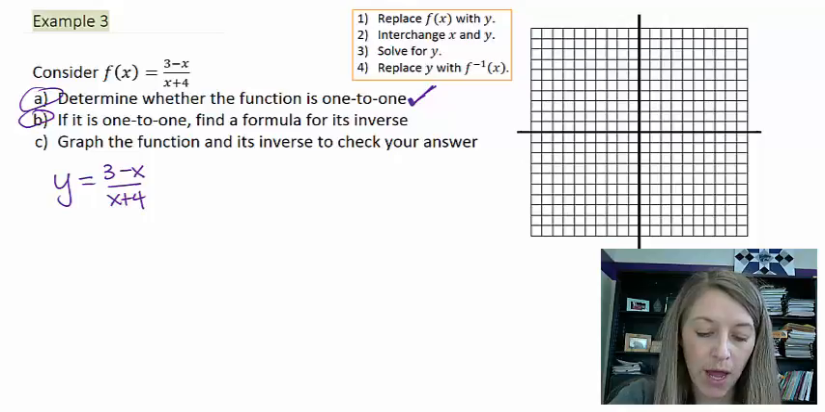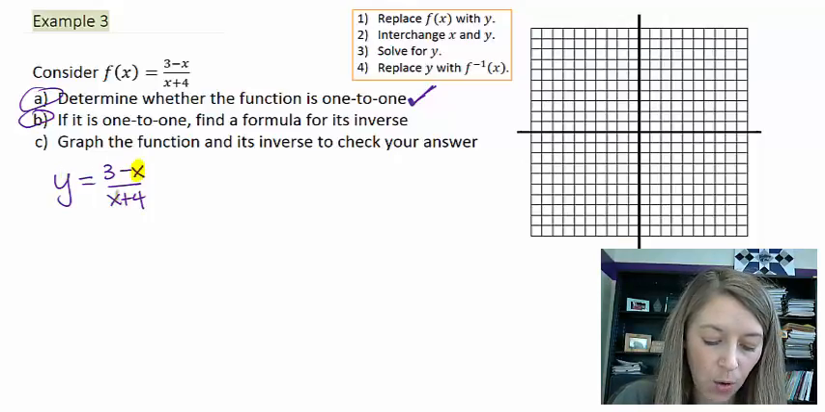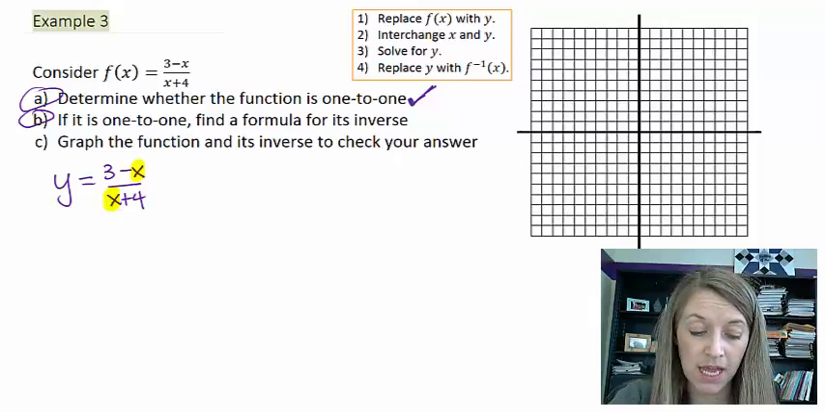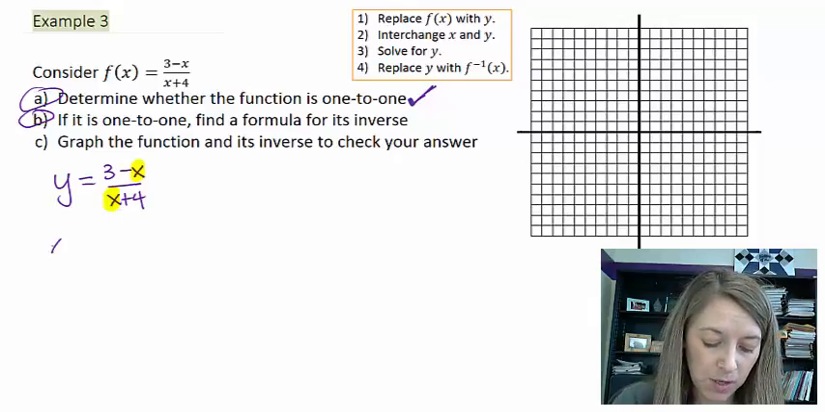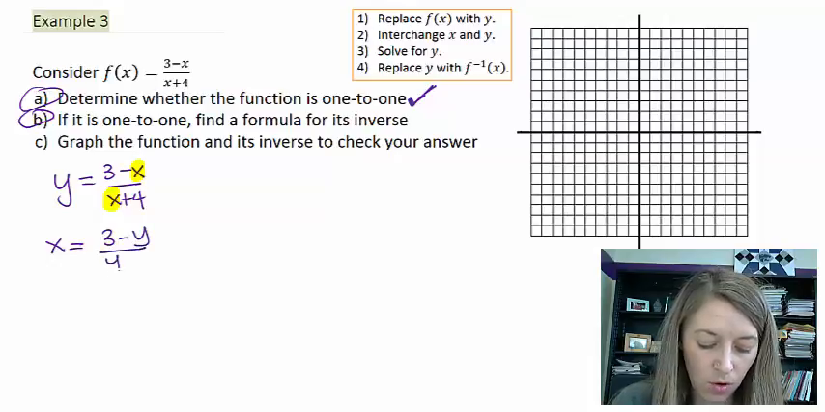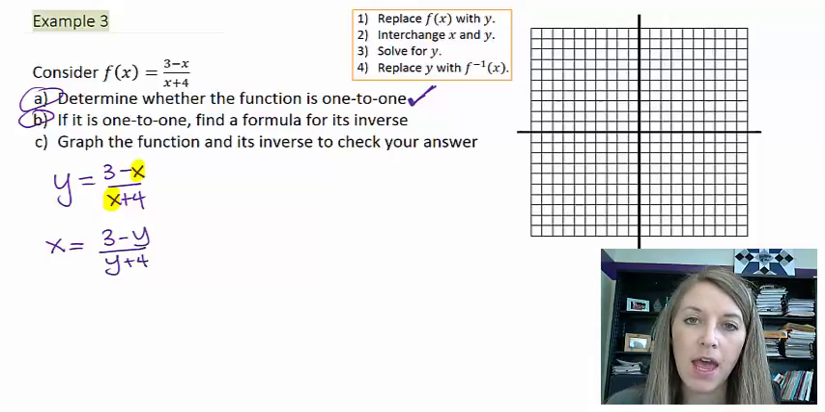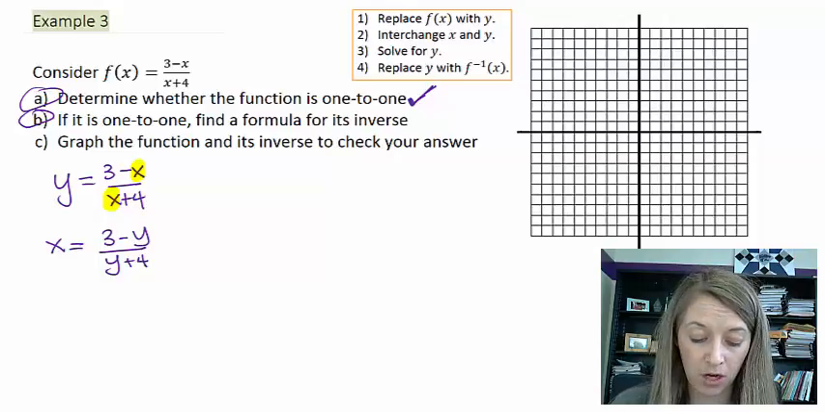Interchange my x and y's. Now I need to do that for all variables, so I need to put a y where both of these x variables are. So this gives me x is equal to (3 minus y) over (y plus 4). And now I need to isolate my y variable.